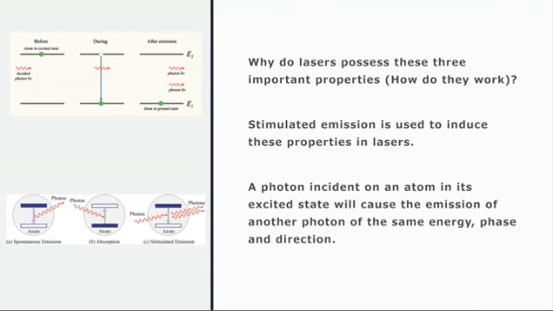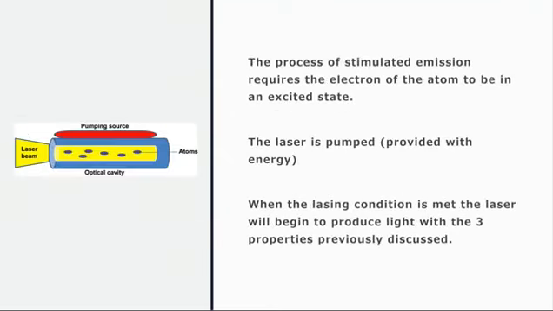So now that we know the underlying physical process and the three properties that this produces, how can we induce this in our own lasers? This is done by the process of pumping. Pumping provides the system with energy, so it allows the electrons to jump to these higher energy states. Pumping is usually done by a light or a current provided to the system. When the lasing condition is met, the laser will produce lots of photons with the three properties previously discussed, and will eventually produce a beam.